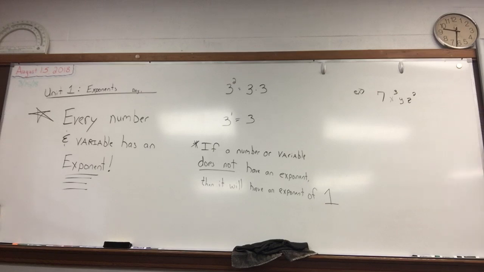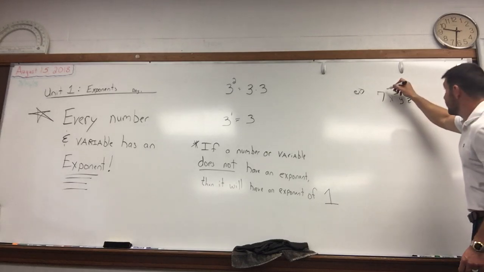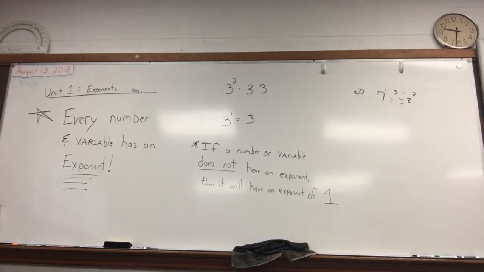What is missing, and hands up, what is missing an exponent here? Ma'am, what's your name? Carly. Carly. The y. What exponent does the y need to have? 1. When it doesn't have one, we're going to add a 1. What else? Mr. Alisi. The 7. Even that 7 has an exponent. It is 1. Everything has an exponent. Still with me?